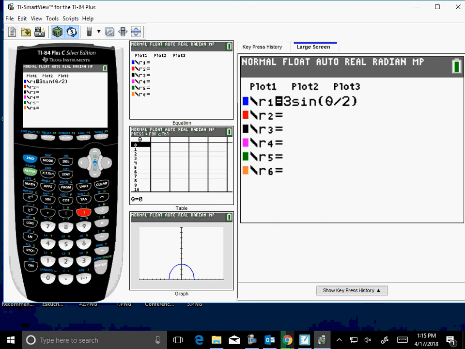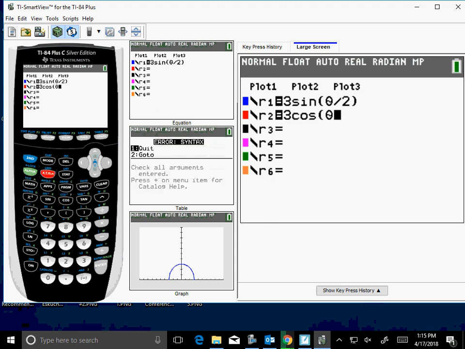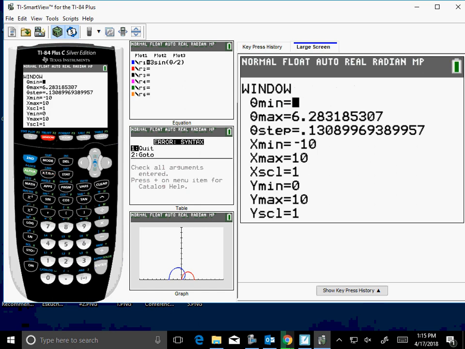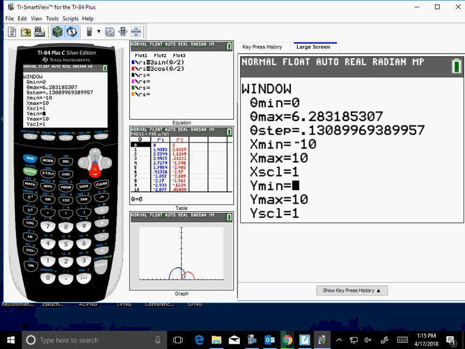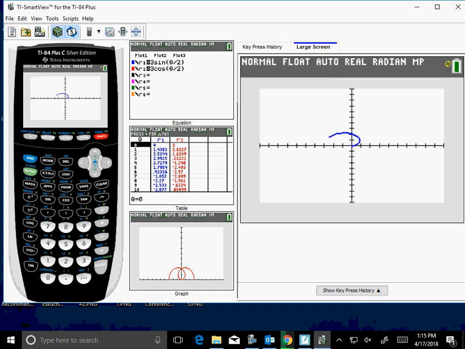Okay, that'll be my blue graph. And then 3 cosine theta over 2. Okay. And I'm going to go to my window so at least I can see everything. It looks like my y values, I want to go -10, and I'm going to graph that. That's my blue graph. That's my red graph.